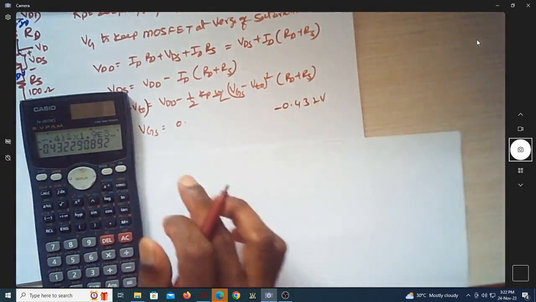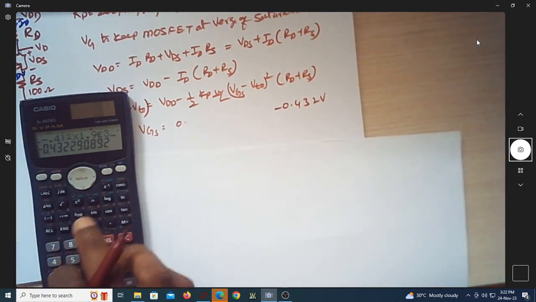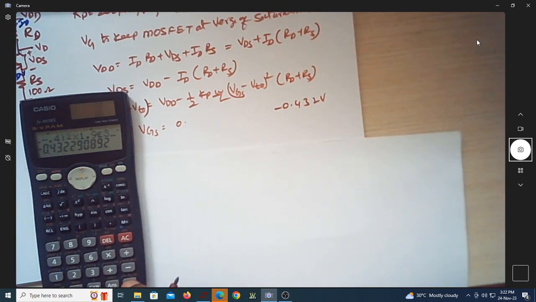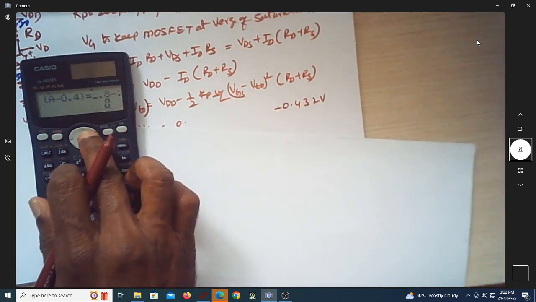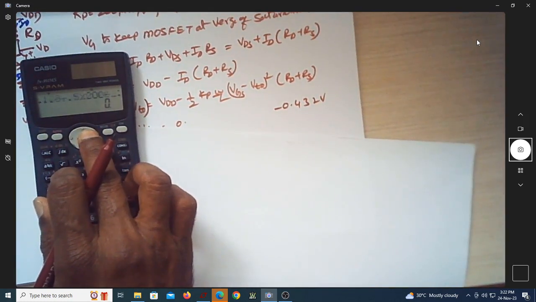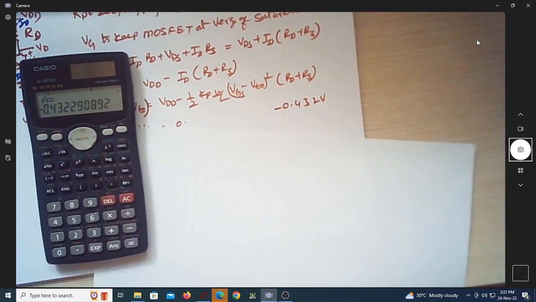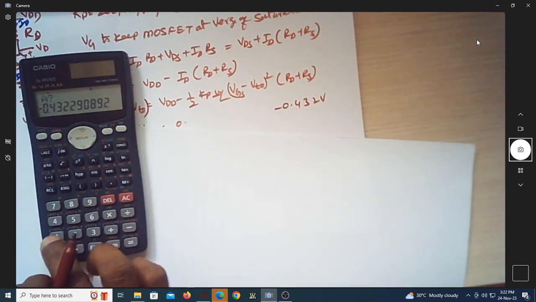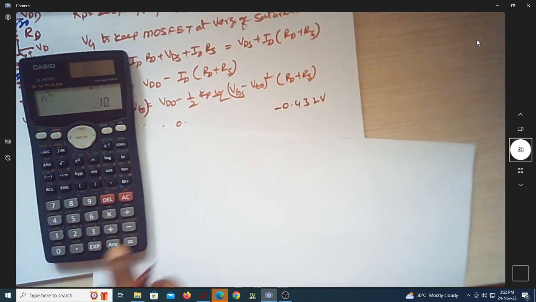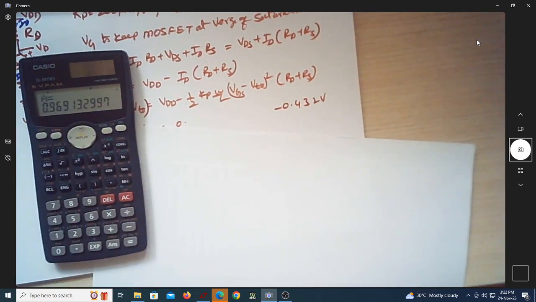This is one of the values. So this cannot be a valid value because VGS cannot be negative. So let me find the other value. To find the other value, let me do shift cal. I got it as this. Then you make it equals. So I'm pressing equals and typing some larger number, 10 n equals shift cal. So I'll get one value.